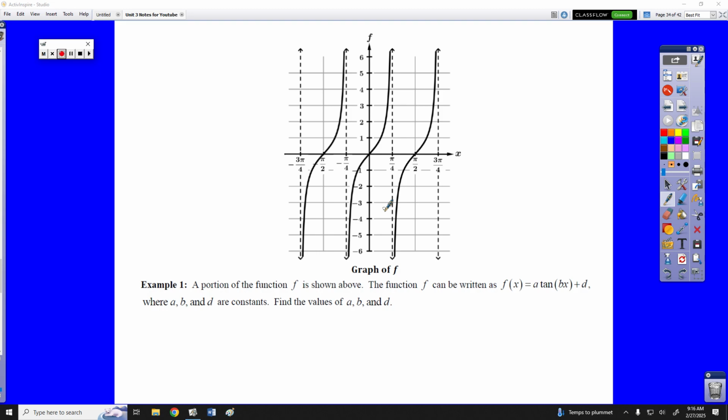Example 1 reads, a portion of the function f is shown above. The function f can be written as f of x equals a times the tangent of bx plus d, where a, b, and d are constants. Find the values of a, b, and d.